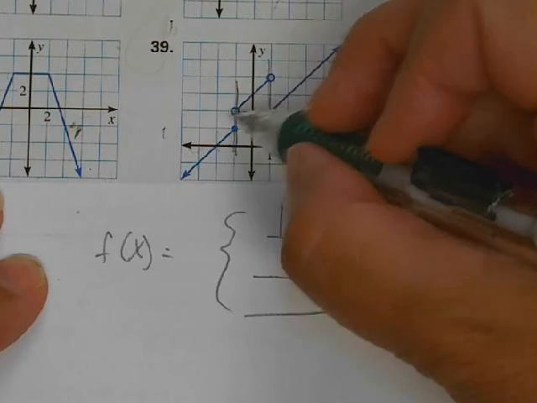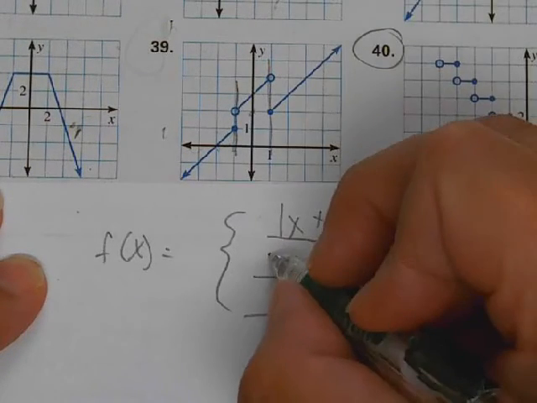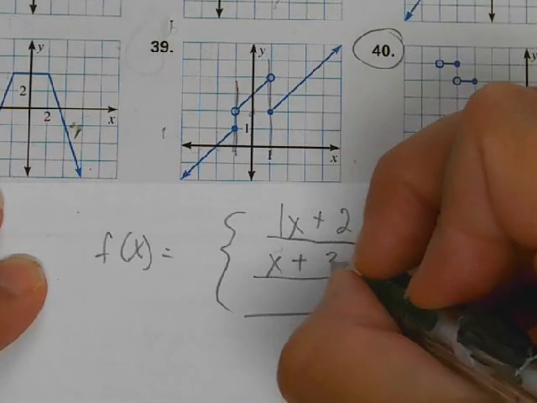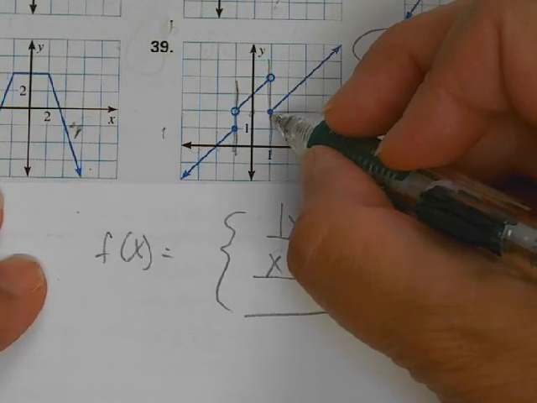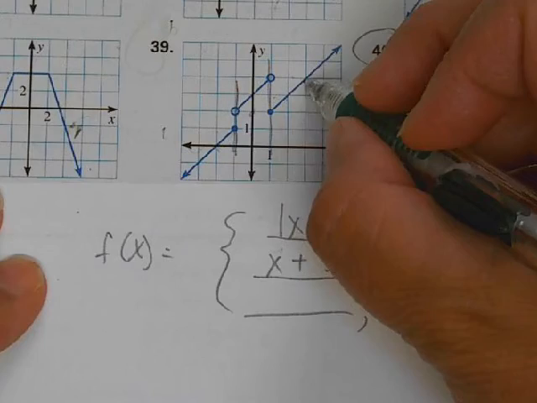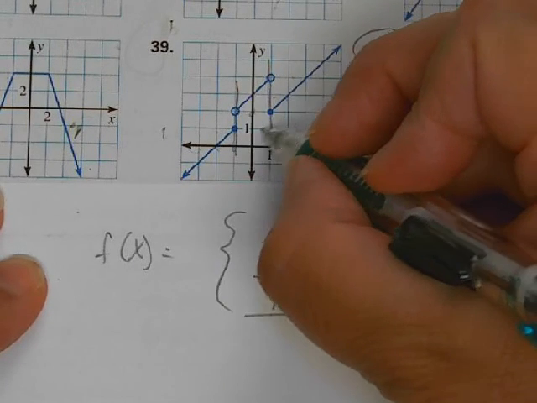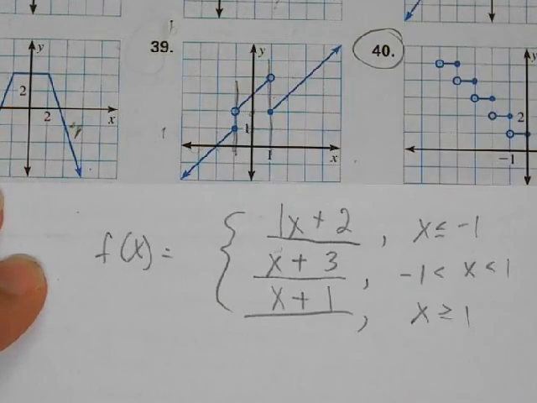The next one also has up 1 over 1, up 1 over 1, so it's 1x plus 3. And the last one has a slope of up 1 over 1, up 1 over 1, so it's 1x plus, but I have to go down to find where it would cross. They're at 1. So that's what my piecewise function would look like.